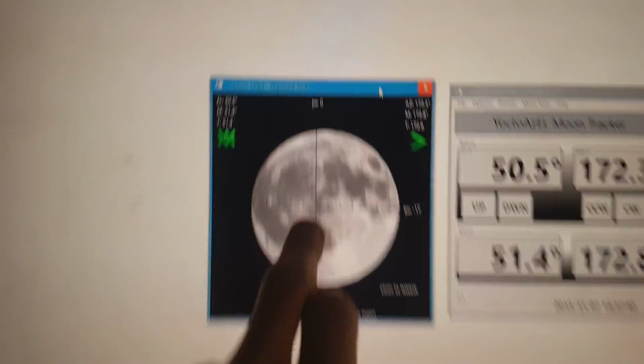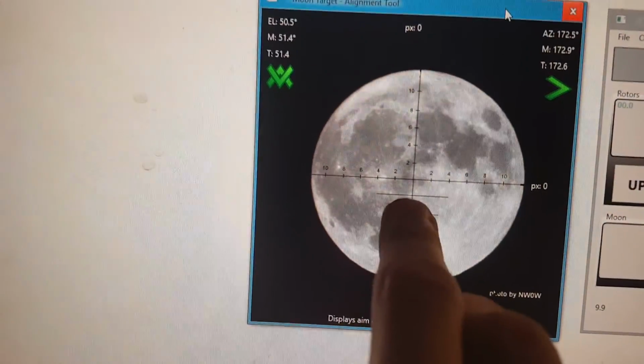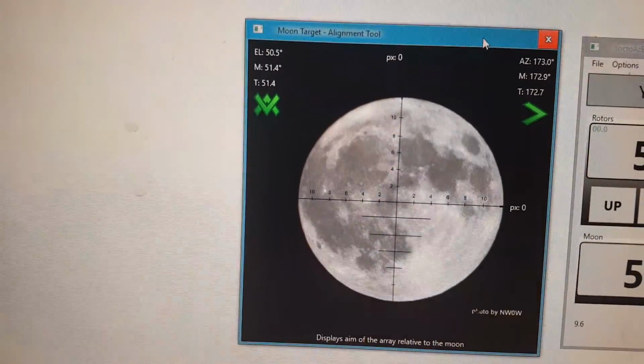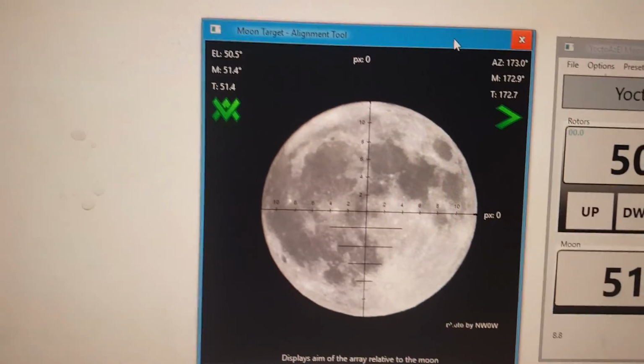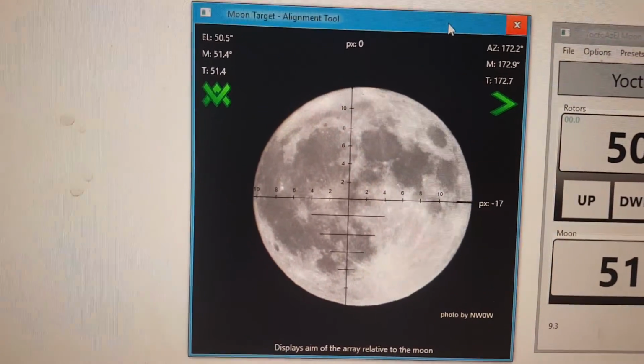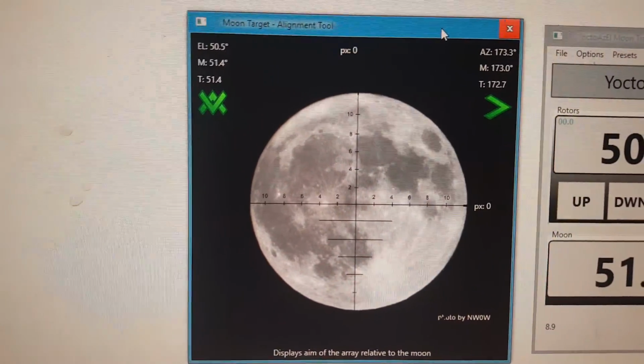And then this, if you watch closely, there's a crosshair displaying my sensor relative to the position of the center of the moon. So I'll let you watch that for a second. You can see the moon is actually drifting to the west, which is what we would expect.